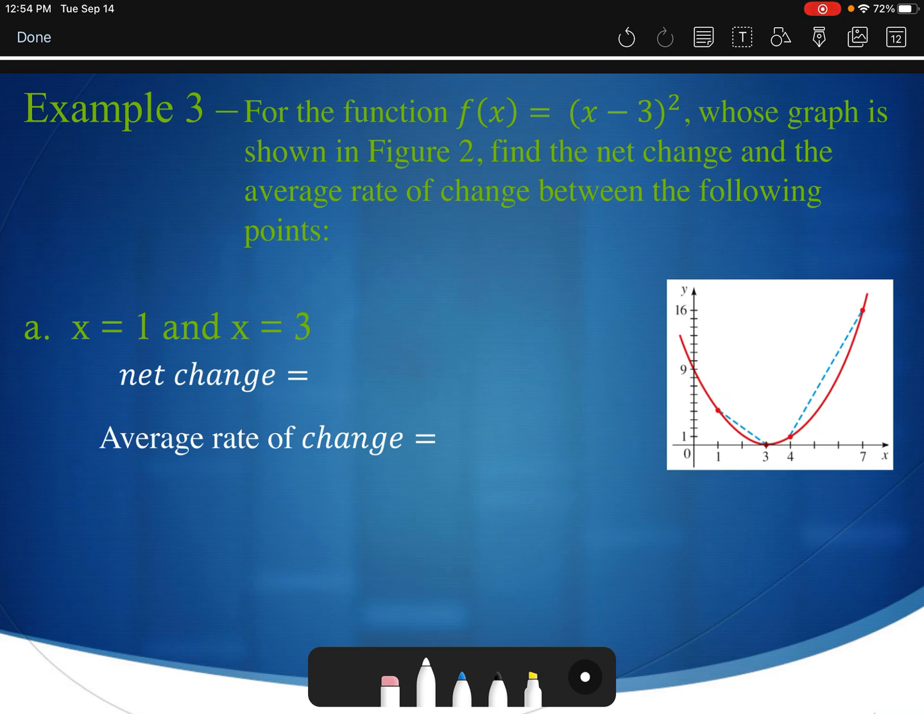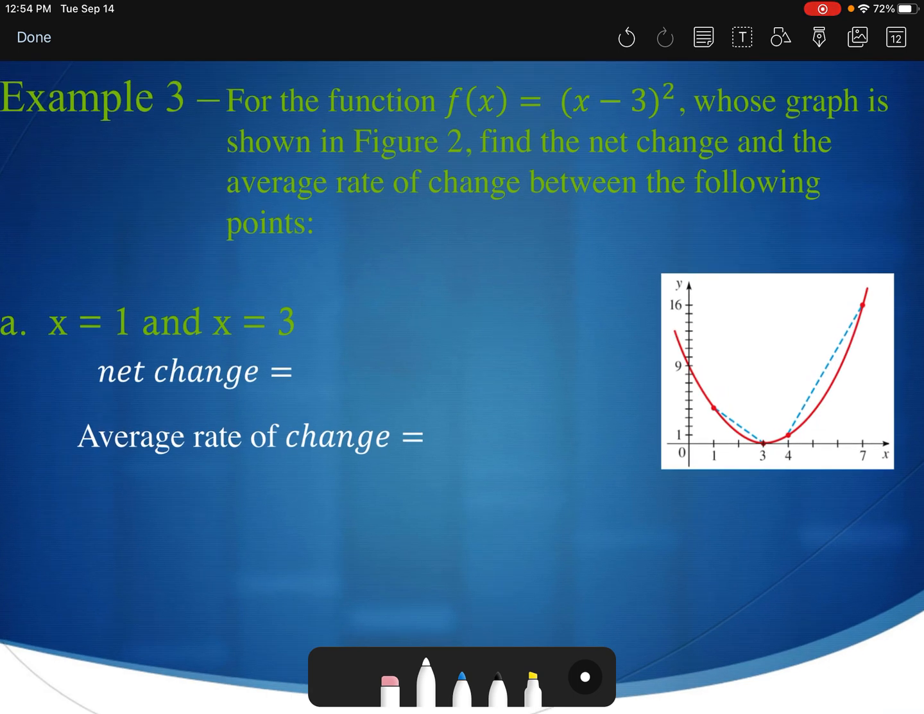So here's a good problem. For this function, (x minus 3) quantity squared, we got a graph down here. Find the net change and the average rate of change between the following points. Well, the net change from 3 to 1 is 2. That's easy. So now we're supposed to find the average rate of change, which is f(b) minus f(a) all over b minus a. Well, we just found b minus a. That was 2.